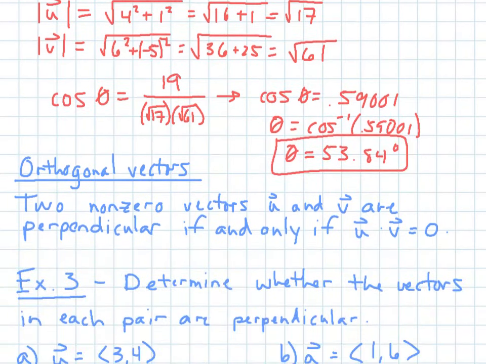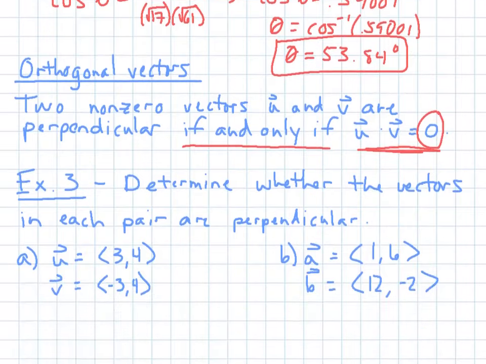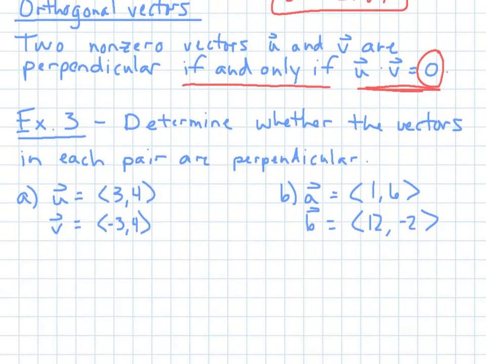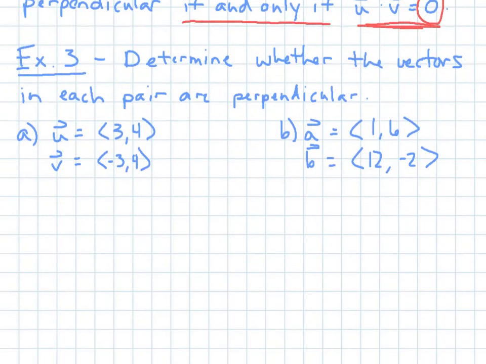Okay? Now, something special about vectors is that they can be orthogonal. Remember that orthogonal, and this is like a new word to you, means that they are perpendicular. So two non-zero vectors, u and v, are perpendicular or orthogonal if and only if the dot product of u and v is equal to 0. So if you want to determine if a pair of vectors are perpendicular to one another, all we need to do is take the dot product and show that it's equal to 0.